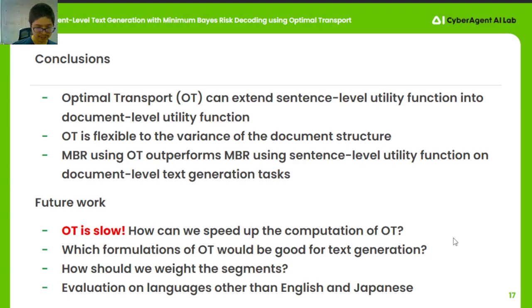So there is tons of future work, but I think optimal transport is one of the interesting topics that we can pursue with MBR decoding. I hope it will be inspiring to you to work on this.